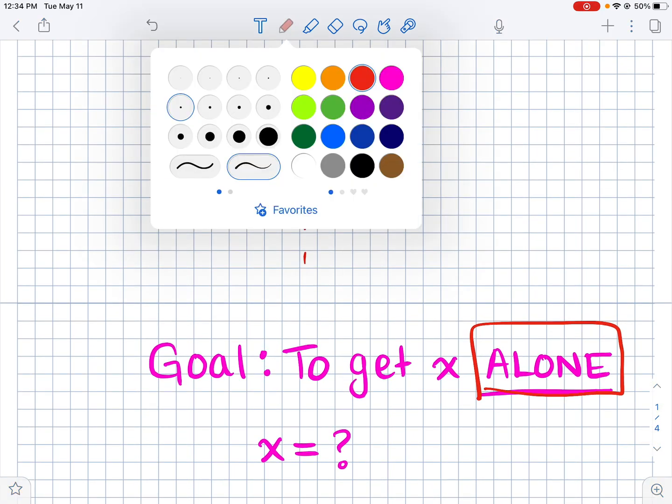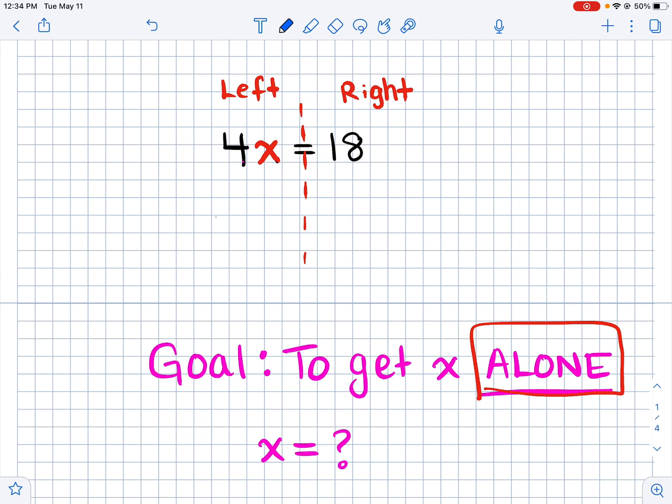Okay, so right now, there is a 4 being multiplied by the x. 4 times x. So the opposite of multiplying is dividing. So I'm going to divide by 4 so that I can get rid of that 4. And then rule number 2, whatever I do to one side, I must do to the other side. So what happens when we do 4 divided by 4? That equals 1. So we're left with 1x.